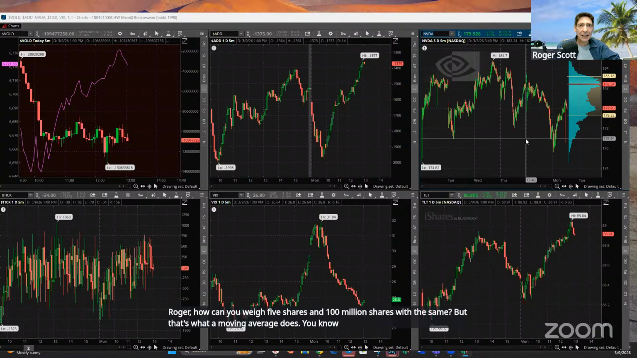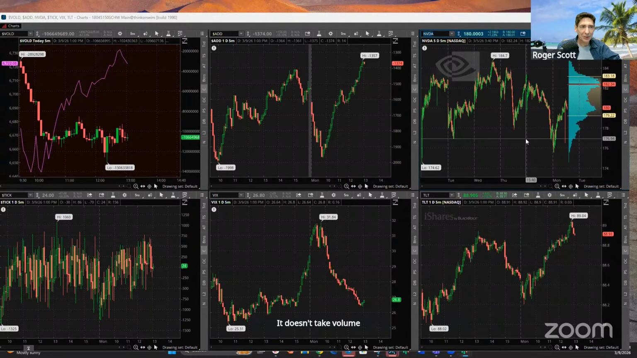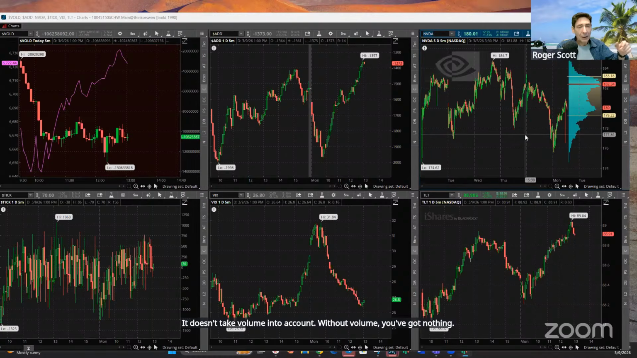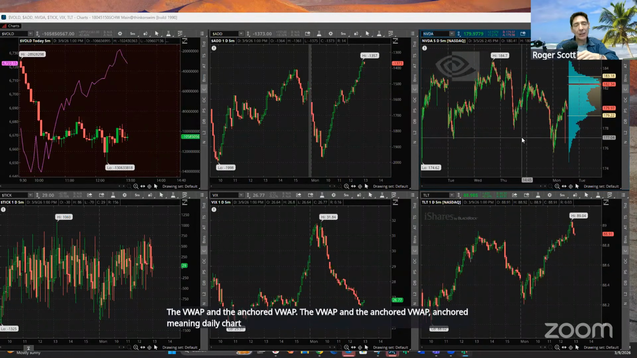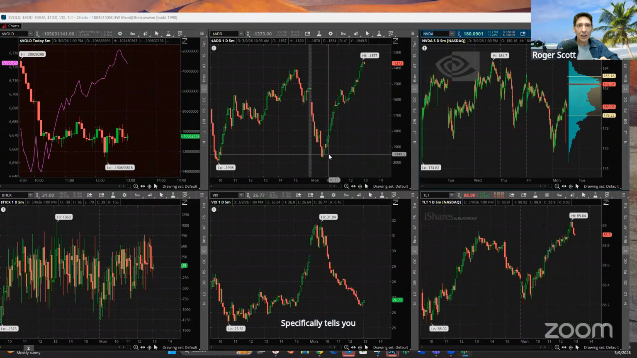You know why? Because it only takes price into account. It doesn't take volume into account. Without volume, you've got nothing. The VWAP and the anchored VWAP, anchored meaning daily chart and intraday VWAP, specifically tells you the highest level where volume traded.